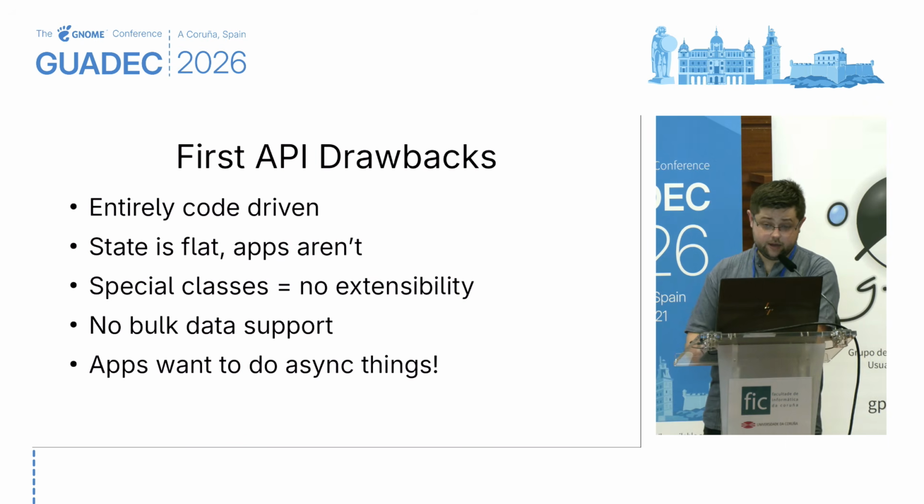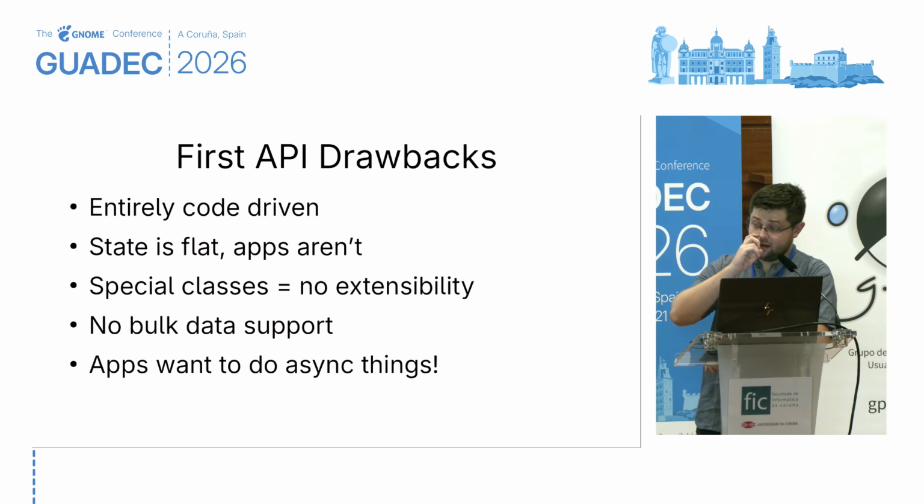The first API had a couple of drawbacks. So first, it was entirely code-driven. So if you're an app developer and you want to collect some state from a bunch of GObjects, and your state is in properties, for instance, you're going to be writing quite a bit of code that's like g_object_get the property out of the object, and then you store it into the variant, and it's just a lot of repetitive code.